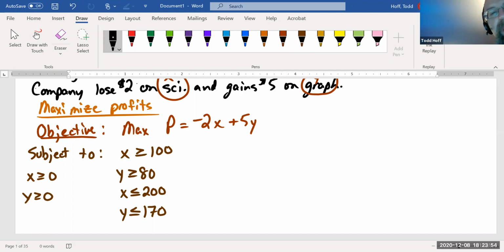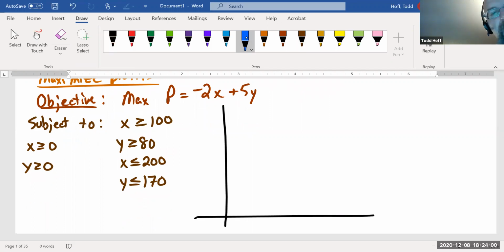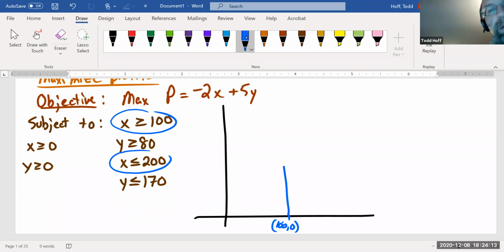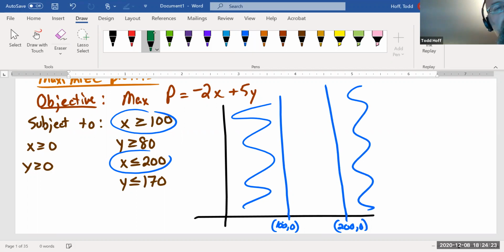So if we try to graph our feasible region here, I'm going to start out with my restrictions on X. X has to be at least 100, so it can't be over here. And no more than 200, so it can't be over here.